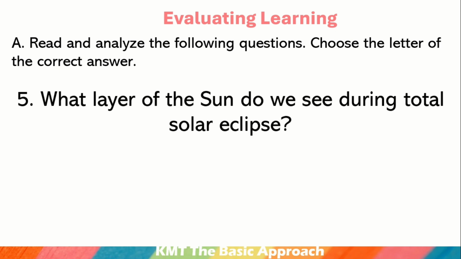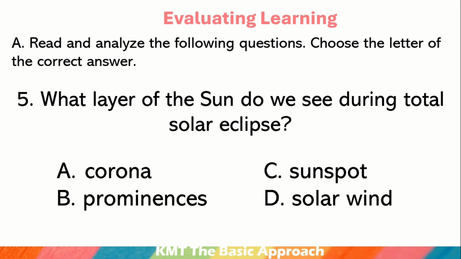Number 5, what layer of the sun do we see during total solar eclipse? Letter A, corona. Letter B, prominences. Letter C, sunspot. Or letter D, solar wind. What is the correct answer? Great! The correct answer is letter A, corona.